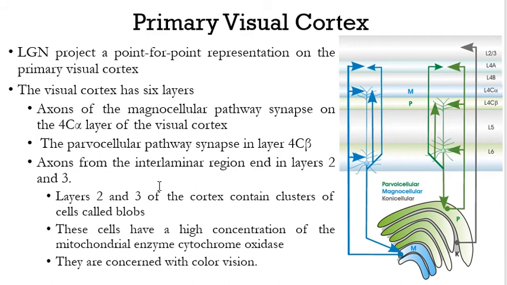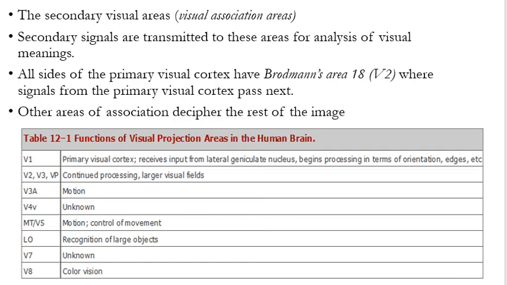And we have specific components that have been put there with a reminder for you on how that looks visually. So what about the secondary one? What is it about? This is an association area, and signals are transmitted to this area for the sake of analysis of visual meanings. So it's not only about what you have seen, but what they mean. So all sides of the visual cortex have a Brodmann's area 18, where the signals of the primary visual cortex pass next, and other association areas decipher the rest of the image.